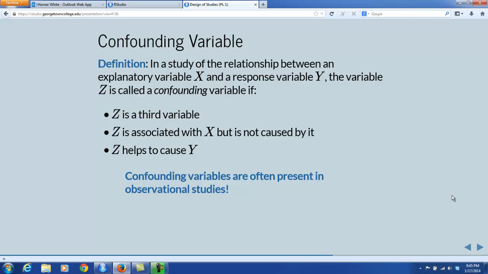Now, confounding variables are quite often present in observational studies. This is basically because in an observational study, the subjects simply come along with their values for the explanatory variable X. They already have them at the time of the study. Maybe they've chosen them for themselves, as people choose to smoke or not to smoke. Or maybe they're just stuck with those values somehow, for example, when somebody is male or female.